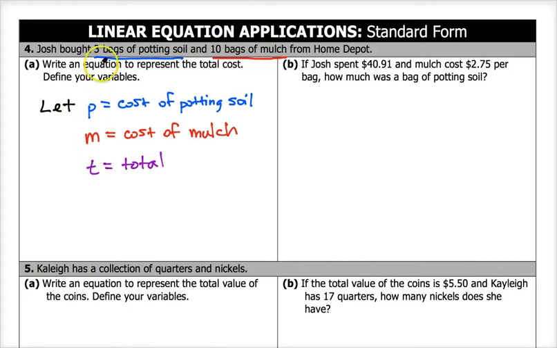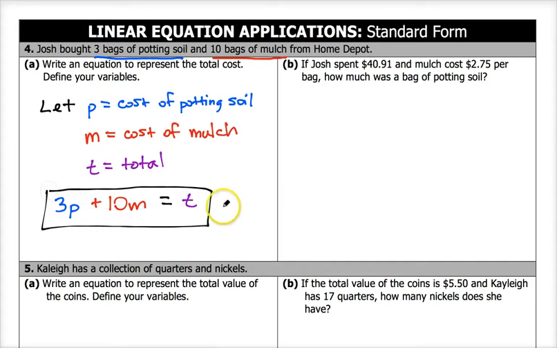So we know that we're buying 3 bags of potting soil. If they cost P dollars per bag, then the cost for just the potting soil is going to be 3 times P, or 3P. We're buying 10 bags of mulch, so the cost for the mulch is going to be 10 times M. And if I add those two subtotals together, I get my total cost, which right now we're just calling T. So this is our equation, 3P plus 10M equals T.